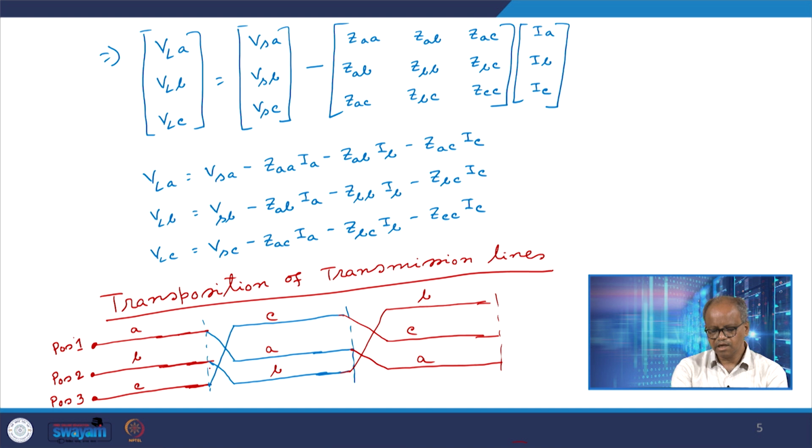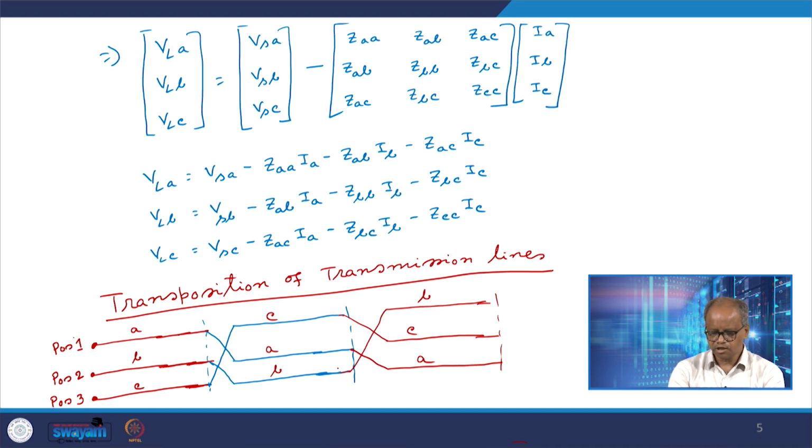So, for L by 3 distance, phase A will take position 1, phase B will take position 2, phase C will take position 3. Then for the next length of L by 3, phase A will take position 2, phase B will take position 3, and phase C will take position 1, and then for the third L by 3 distance, phase A will take position 3, phase B will take position 1, and phase C will take position 2.